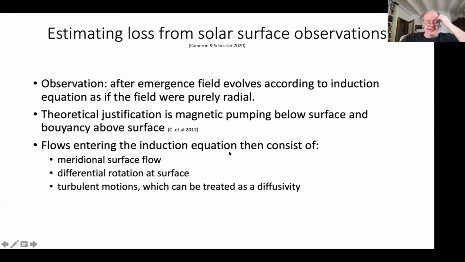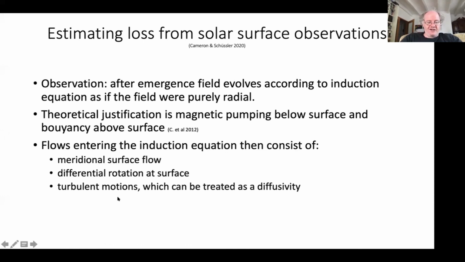And the induction equation, which we'll come to in a little bit, is what governs the evolution of the magnetic fields. Under the assumption that the field is purely radial at the surface, the magnetic field moves according to the flows. The important flows are the meridional flow, which carries stuff towards the pole, and differential rotation: the equator rotates once every 25 days at the surface, and once every 36 days at the pole.